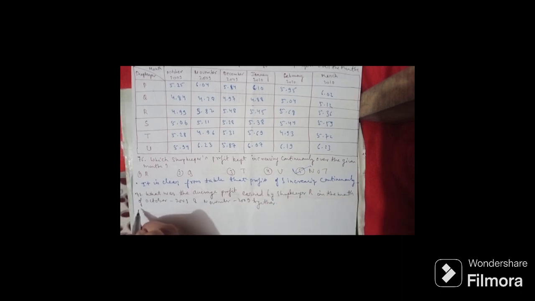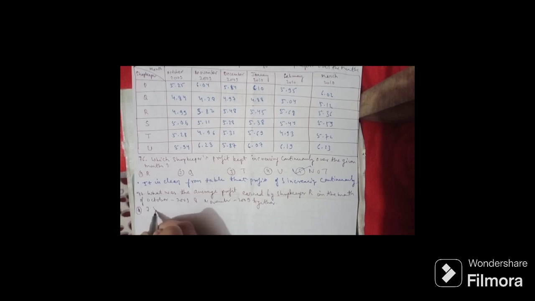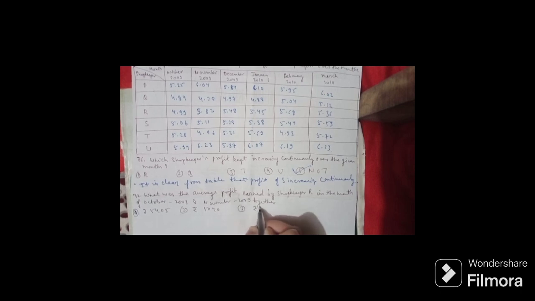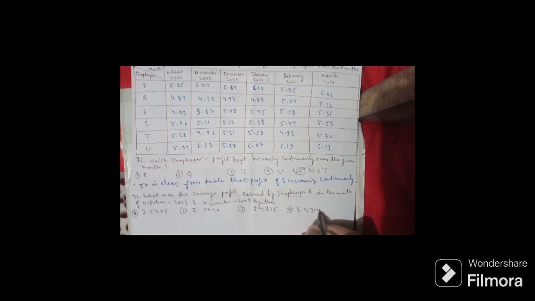So options are, first is rupees 5,405, second is rupees 5,040, third is rupees 4,825, fourth is rupees 4,950, and the fifth is none of these. So we go for it, and so here we go.